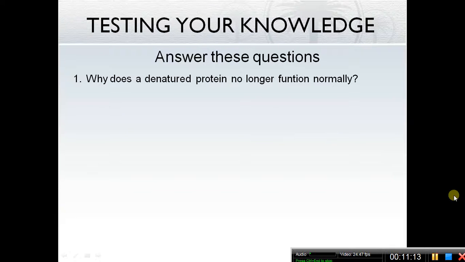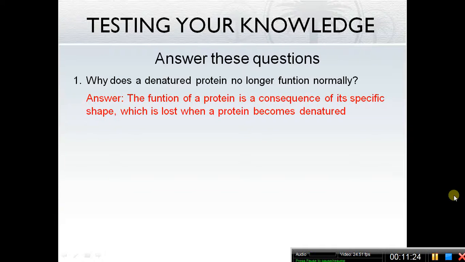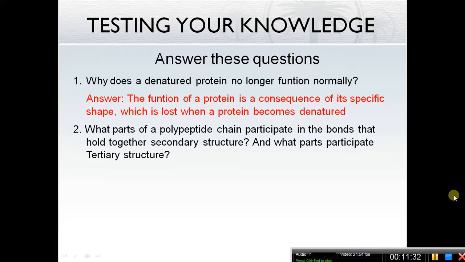Testing your knowledge. Answer the questions. 1. Why does a denatured protein no longer function normally? Answer. The function of a protein is a consequence of its specific shape. When the protein becomes denatured, the shape is lost.